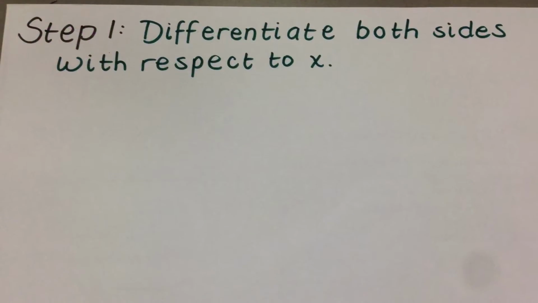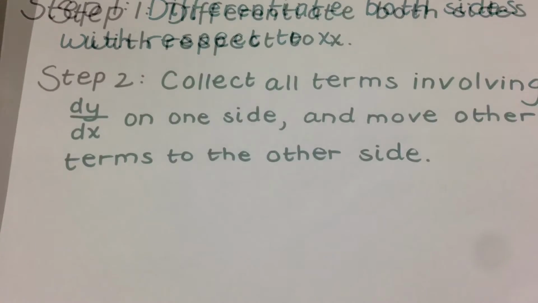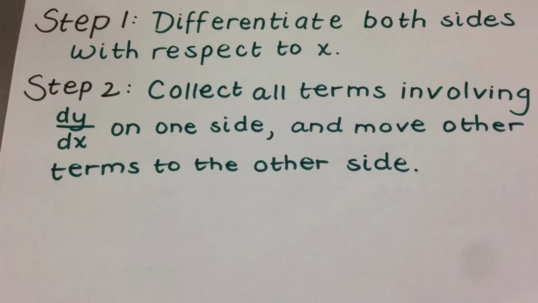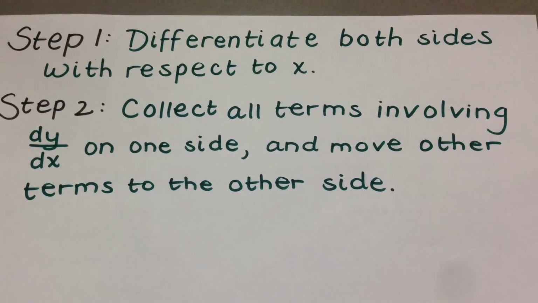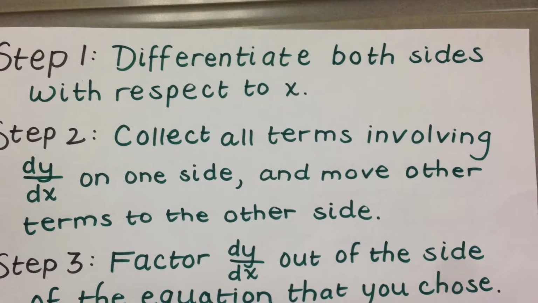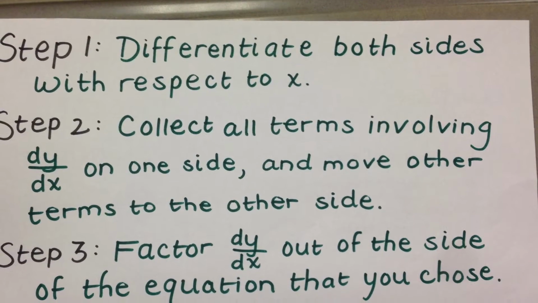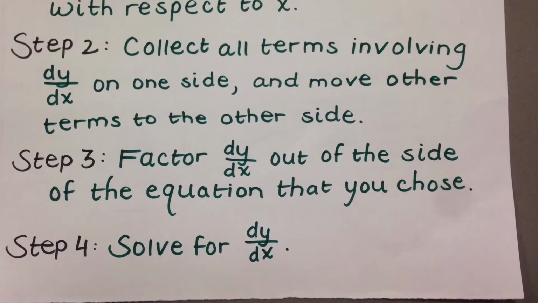Recap what we learned today. Here is how to derive using implicit differentiation. Step 1. Differentiate both sides with respect to x. Step 2. Collect all terms involving dy dx on one side and move other terms to the other side. Step 3. Factor dy dx out of the side of the equation that you have chosen. Step 4. Solve for dy dx.